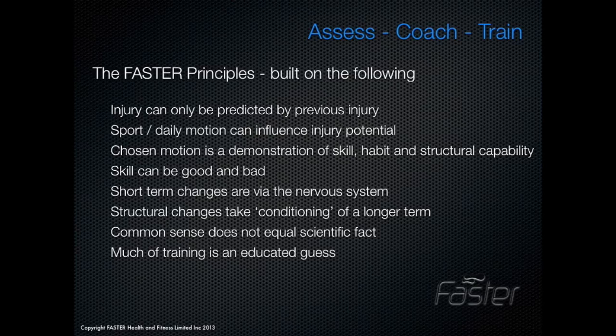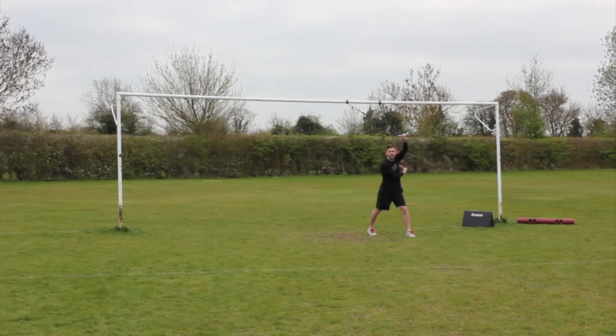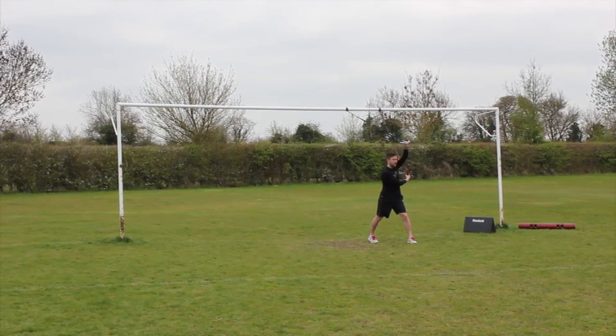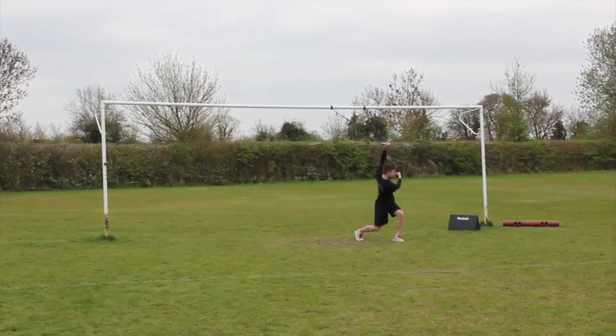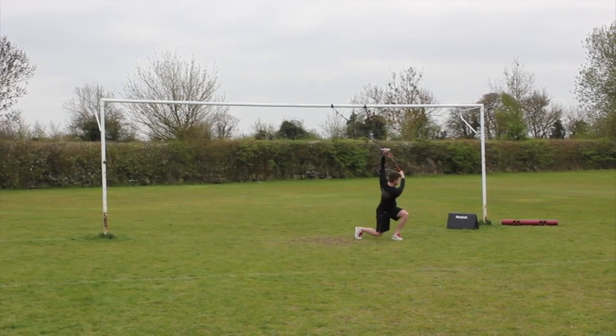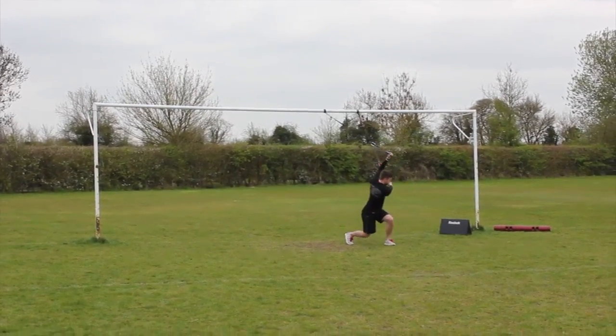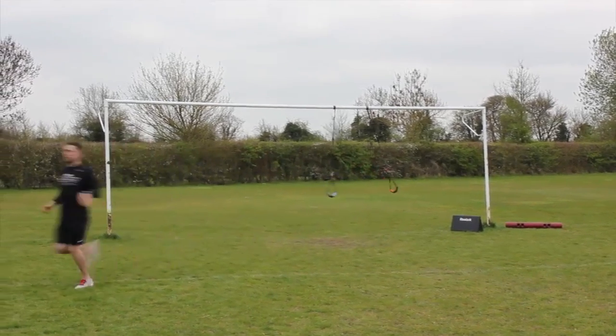Structural changes take conditioning of a longer term. So if you did want to improve someone's range of motion, then you need to do it in a very specific way to where you want the range of motion to occur. And you need to do it through training against resistance in full ranges until that body can keep that movement and make it a more structural change rather than just a nervous system trick.